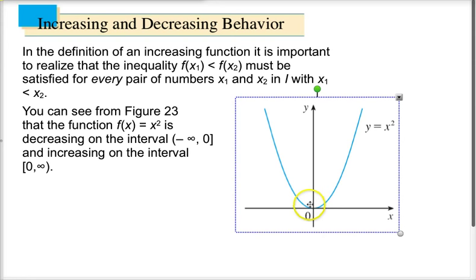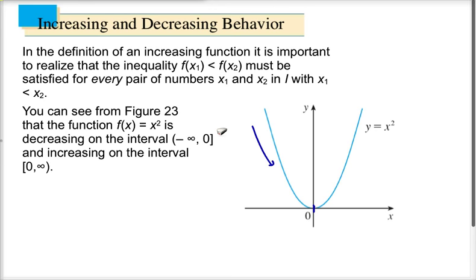So basically, this function, which is x squared, is going to be decreasing from negative infinity. And whenever we're talking about intervals, we're always talking about x values. So it's decreasing from negative infinity as we move to the right. And then as we keep moving to the right, from 0 to positive infinity, the graph itself is going to be increasing.